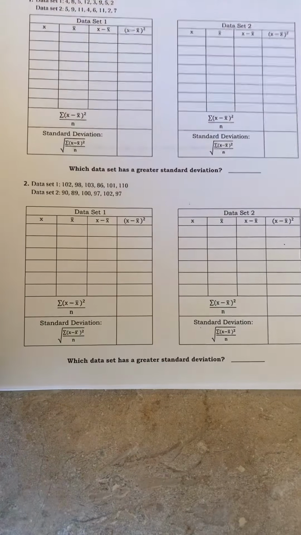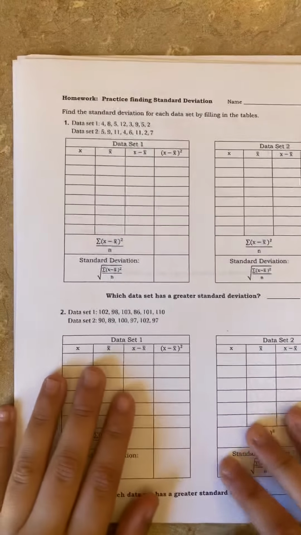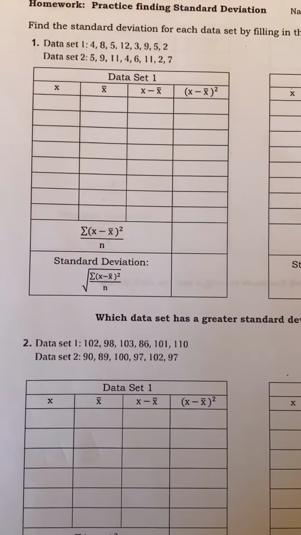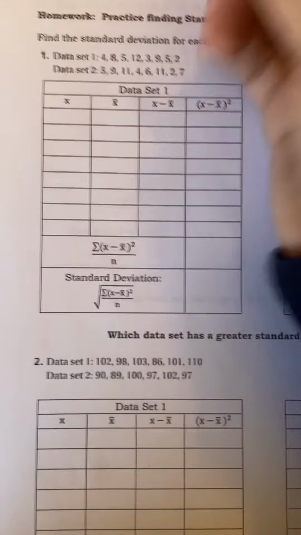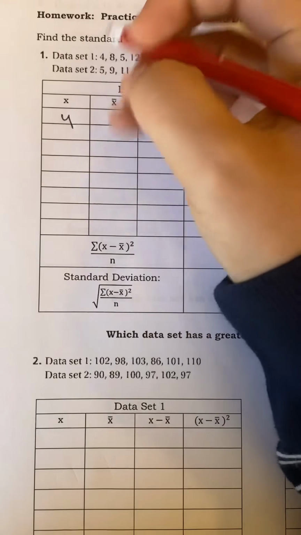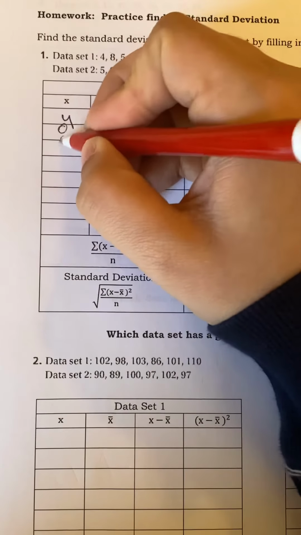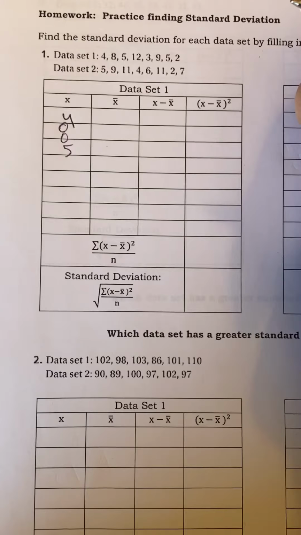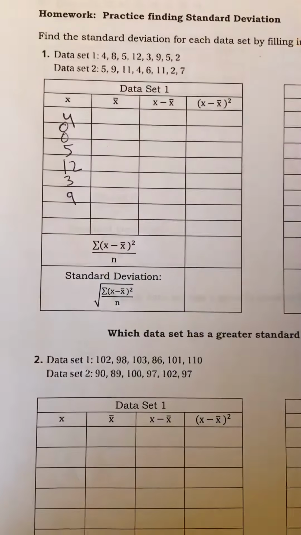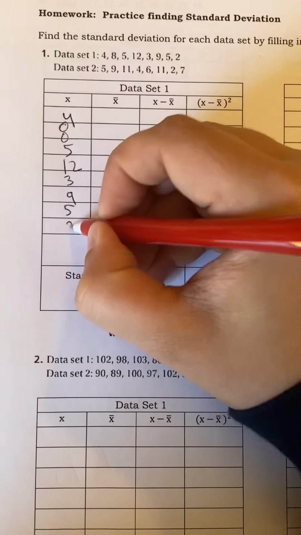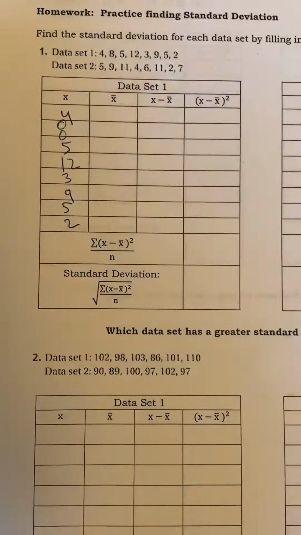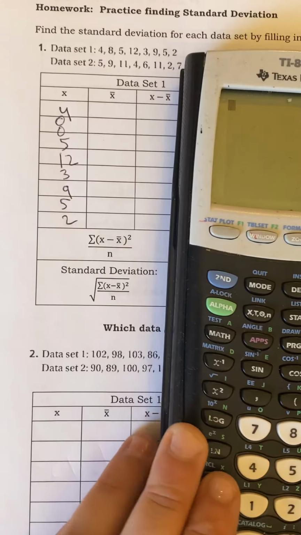So we've got 2 data sets here, and we're going to fill out the table. So I'm going to zoom in a little bit on this one. We'll do the first data set. So here I'm just listing all my x values. So 4, 8, 5, 12, 3, 9, 5, and 2. Okay, so then in this column we need to find the mean.